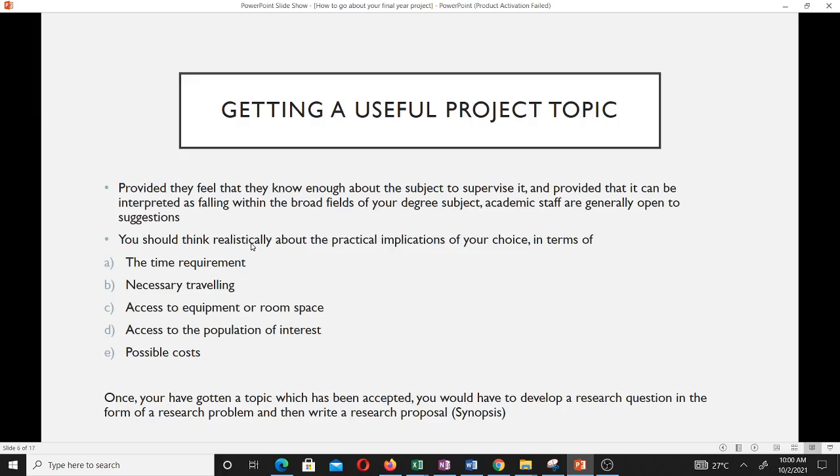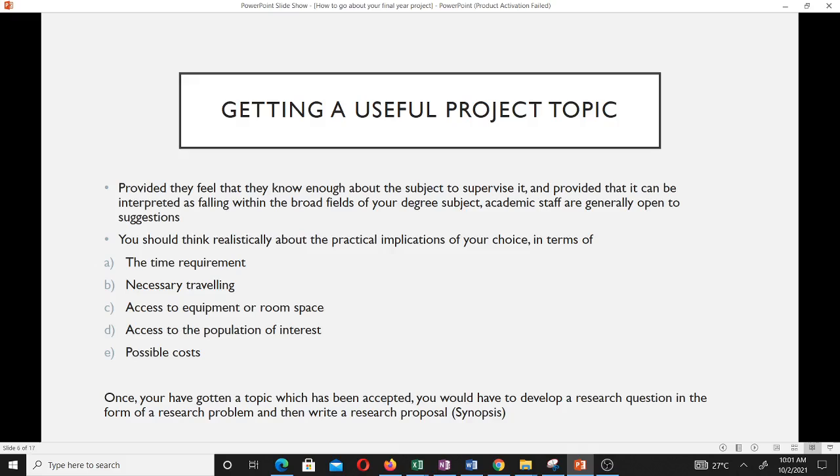And you should also think realistically about the practical implications of your choice. So you don't just select any topic; you have to be realistic about it. You have to think about the practical implications in terms of the time requirement. As I said, there are some project topics that you can use about 5 years to work on. That's what most PhD students do. Their research topic can take several years to work on. But as an undergraduate student, you might have limited time, like maybe a year, 6 months, 9 months. So you have to make sure your research topic is something which can be done within that time frame.